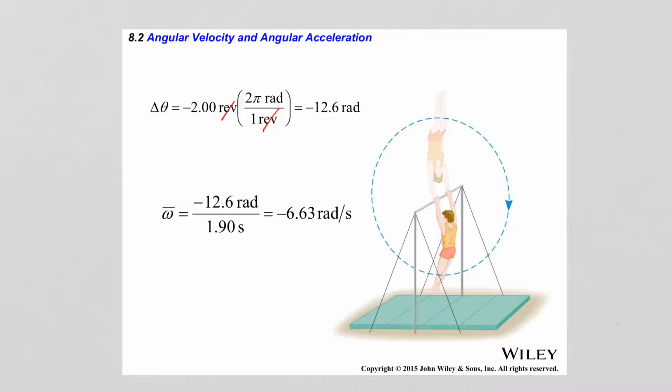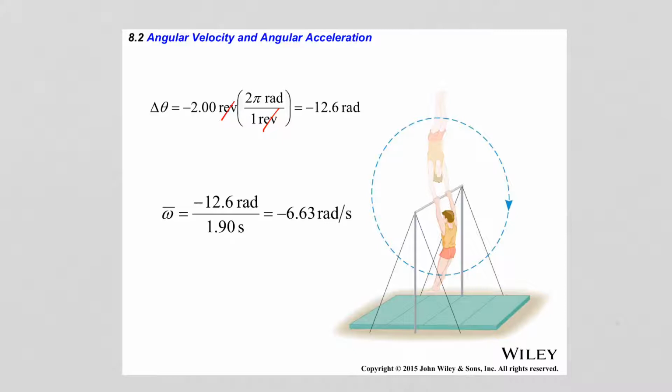The minus sign is added here because the rotation is in clockwise direction around the bar, and if you remember, the rotation in clockwise direction causes negative angular displacement, and rotation in counterclockwise direction causes positive angular displacement. So the angular displacement here is negative. That's why we have the minus sign. So the angular displacement in radians is negative 12.6 radians.